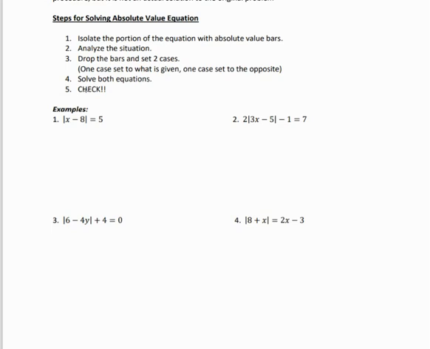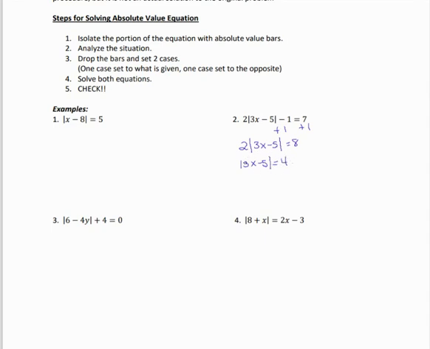So let's get started. Let's do numbers 2 and 3 together, okay? And I'll have you do numbers 1 and 4 on your own. So for number 2, the first thing we need to do is make sure the absolute value is alone. Notice there's a 2 out front and this -1. So the first thing we're going to do is add 1 to both sides. This now gives me 2 times the absolute value of 3x minus 5 equals 8. We'll divide through, and that gives me absolute value of 3x minus 5 equals 4.